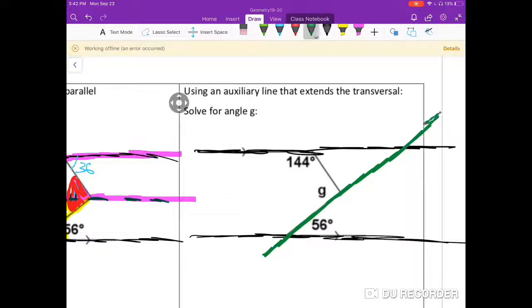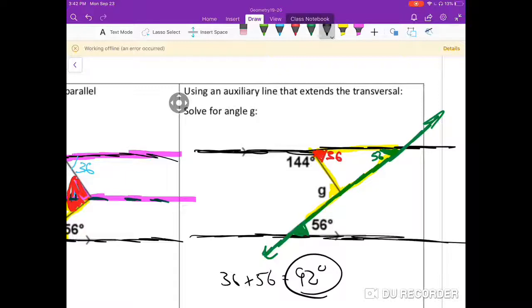And if you see, we're going to kind of create a triangle. All right, so if this angle is 56, then I know that this angle is 56 because of alternate interior angles. And again, the 144 and this angle make up a linear pair, so this is going to be 36 again. And if you notice, we have a triangle here with an exterior angle of G. So I can add 36 plus 56 to get 92 for angle G using the exterior angle theorem.